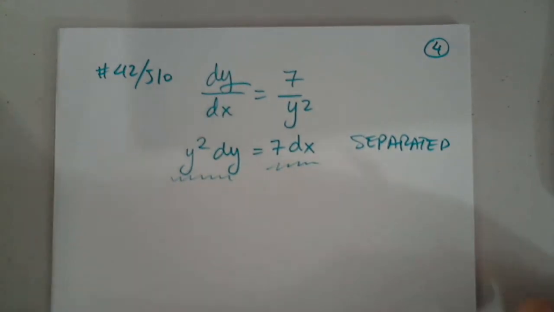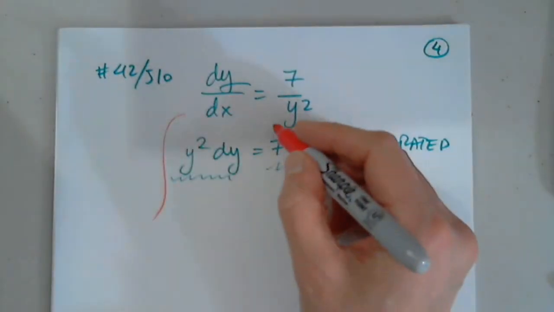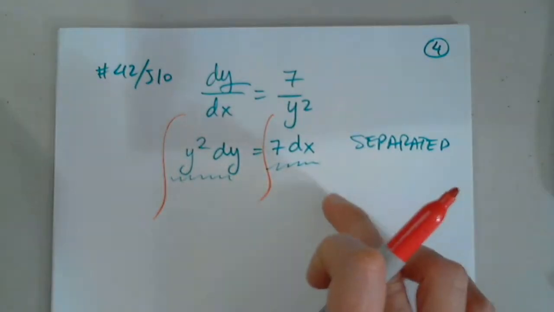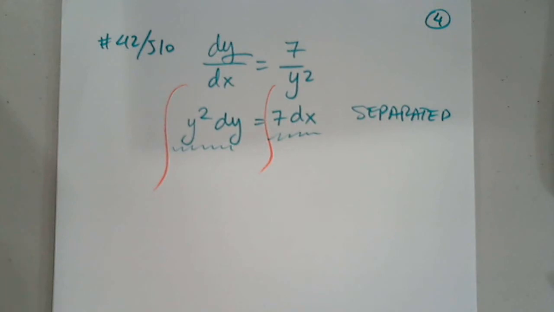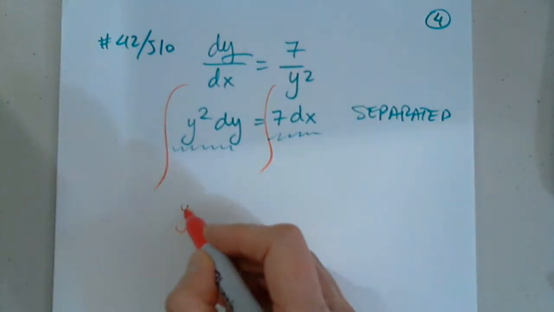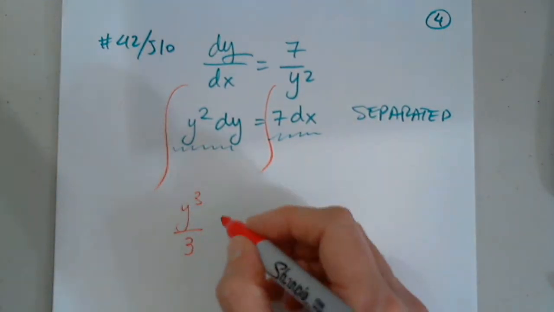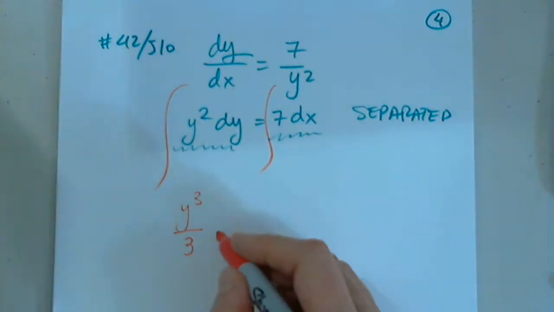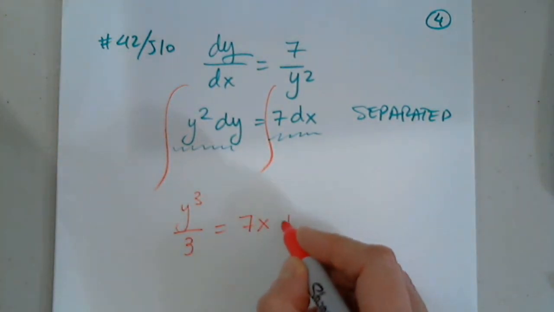Next step, you already told me I have to integrate. There is no need to put c on both sides. On one side is good enough. This is y to the third over 3. I should write plus c. Instead, I only put 1. And this is 7x plus c.